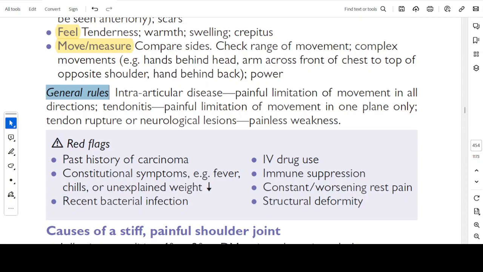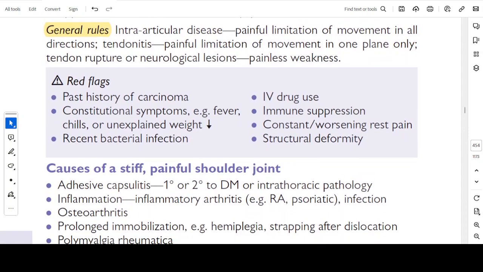General rules. Intra-articular disease: painful limitation of movement in all the directions. Tendonitis: painful limitation of movement in one plane only. Tendon rupture or neurological lesions: painless weakness. So when there is a tendon rupture or neurological lesion, it is a painless weakness, whereas it's a painful limitation of movement in one plane in tendonitis, and a painful limitation of movement in all directions in intra-articular disease.